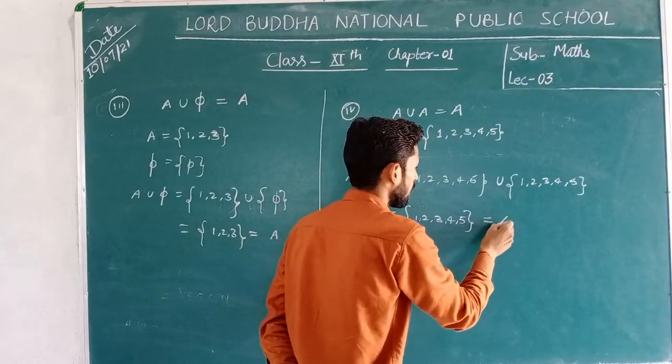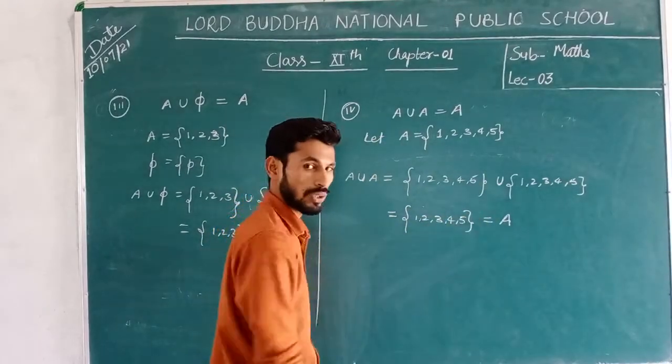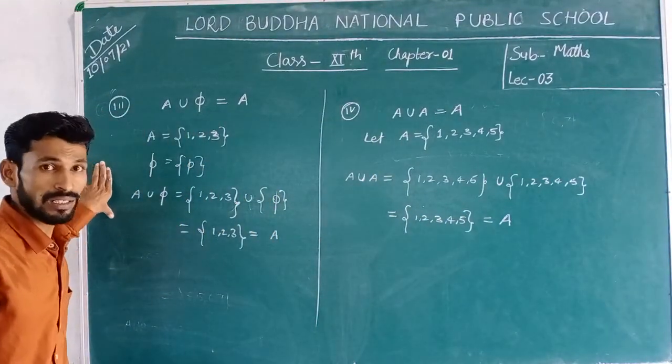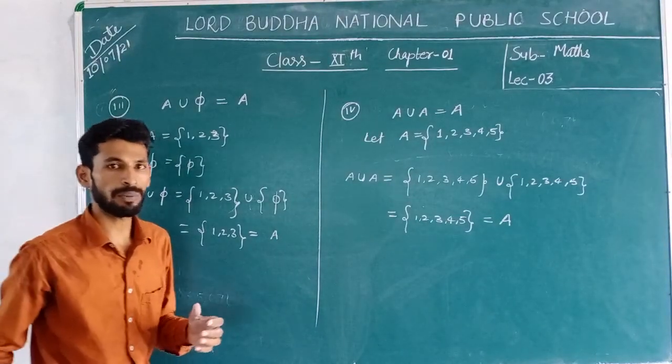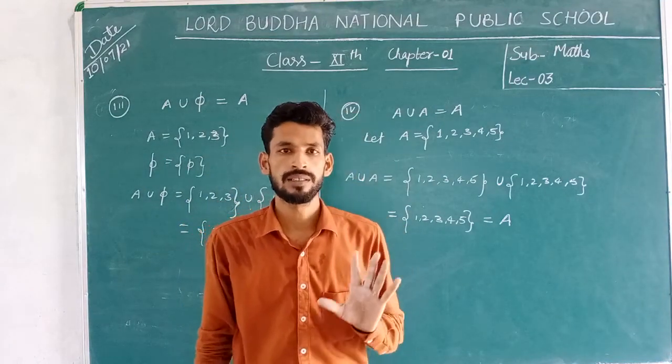So we can write in place of this, A. So we can write here the left hand side is equal to the right hand side. So these are the properties of union of sets. Okay, in the next video lecture we will start with the topic of intersection of sets. Okay, thank you.